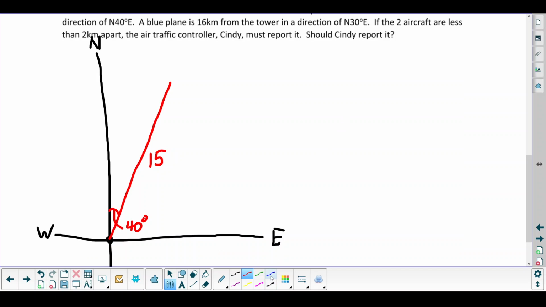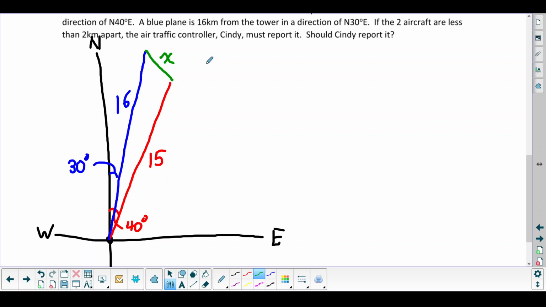Okay, a blue airplane is 16 kilometers from the tower north 30 degrees east. So north 30 degrees to the east, so that would be a lesser angle. We'll exaggerate the lesserness of it a little bit. And this is 16. And this is 30 degrees. And the question is, how far apart are these two airplanes? And that would be this. So maybe we'll label this X for the distance between the two airplanes.